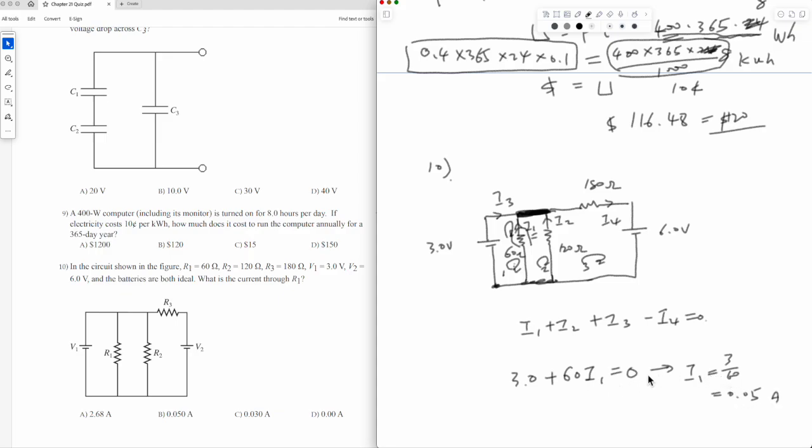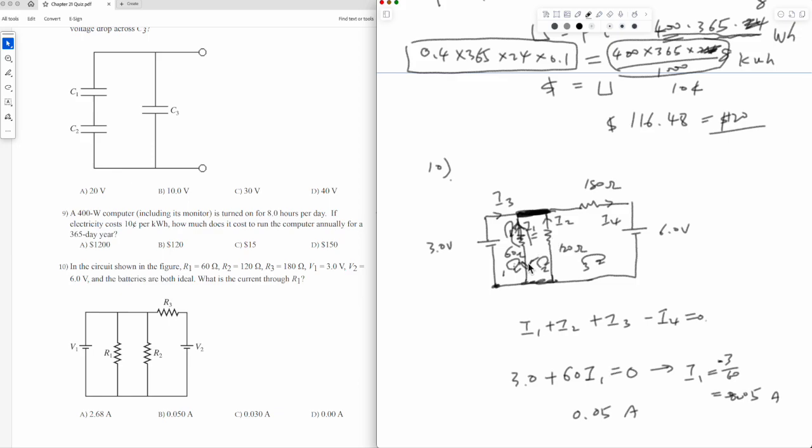Actually it is negative. What does it mean? It means we assumed this direction was up, but actually it is down. So current direction here is down. So I1 will be 0.05 amps flowing down. With just one equation, you already solved that.